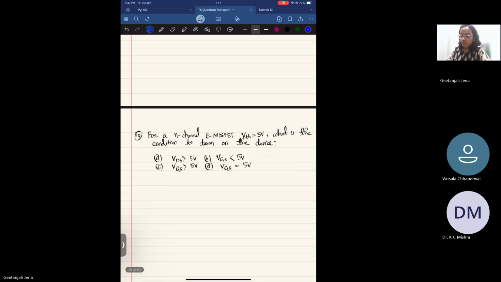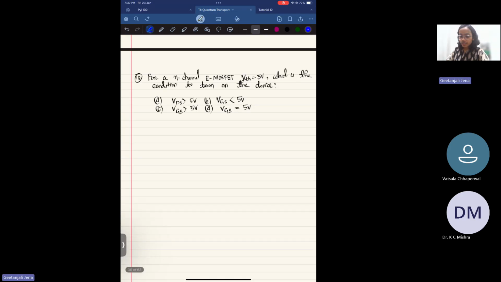Okay. Now, question number 10, it is related to the MOSFET. It's given for an N-channel E-MOSFET, given VTH, this is the threshold voltage, it is given 5 volt. What is the condition to turn on this device? Given the threshold voltage is 5 volt, what is the condition to turn on this device?